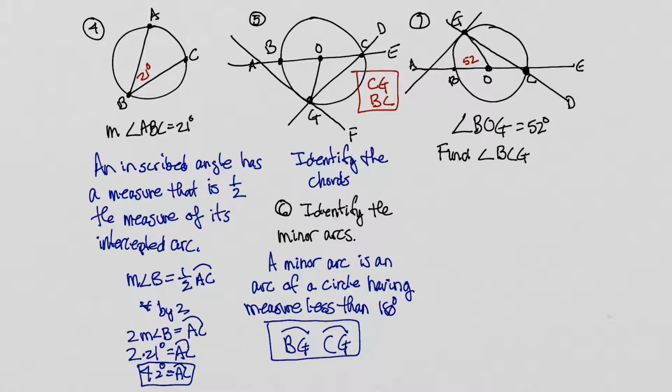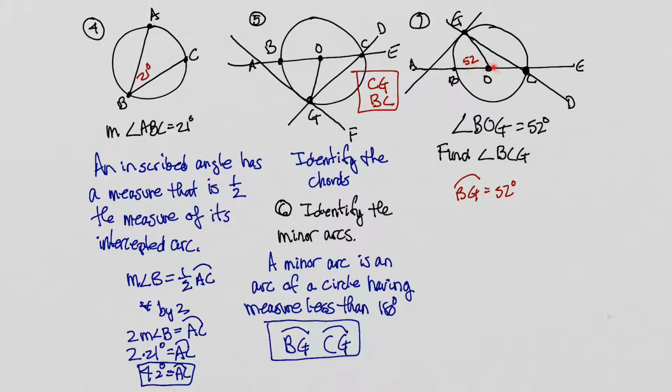Now, some things we know. This is a central angle, and the central angle has an arc with the same measure. So this arc measure right here is 52 degrees. So let's note that. We know that the arc of B to G is also 52 degrees. And then this angle that we're looking for, BCG, is an inscribed angle, right? It's inscribed because its vertex is on the circle and we have two chords. So this is an inscribed angle, and inscribed angles have measures that are 1/2 the arc.